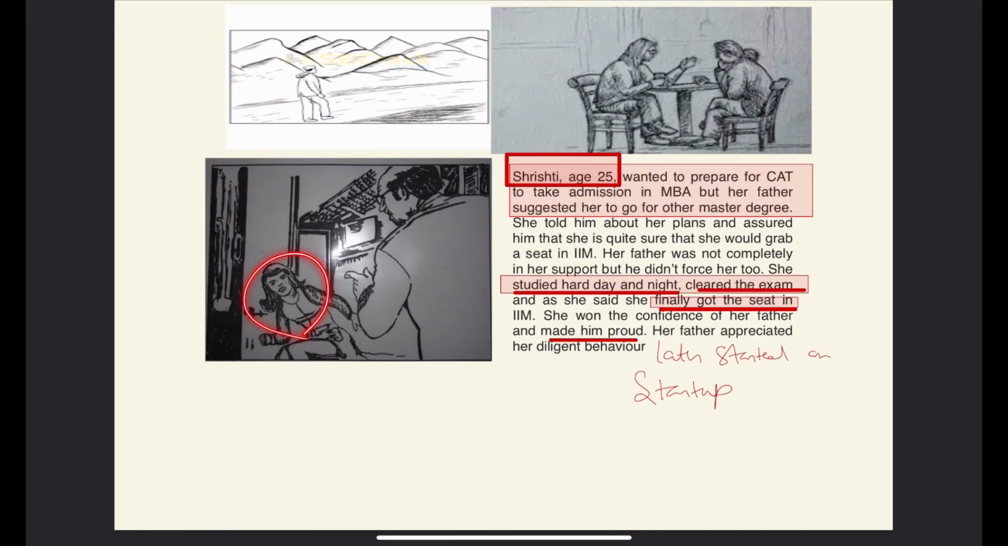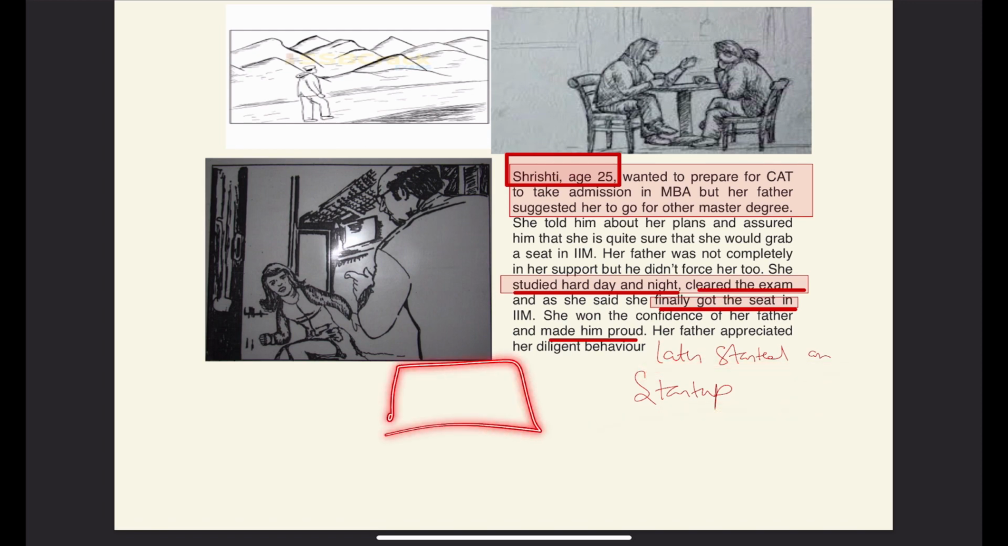Now there is a girl you can see, and the person is of course her father. So a girl was trying to pursue an MBA, but her father suggested she go for another master's degree. So she studied hard and cleared the entrance exam, and got a seat in IIM. In IIM also she became a topper, you can say. And she later started a startup also. On this note, you can end the story.